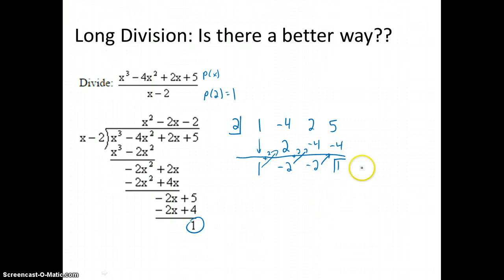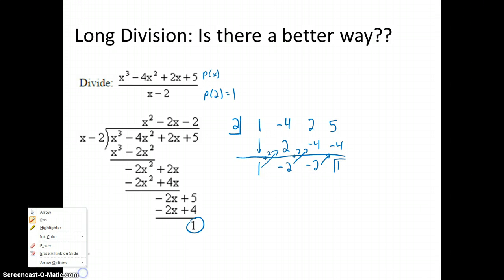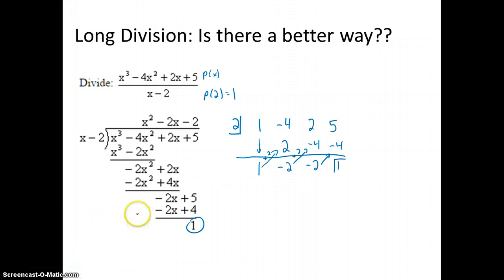Now, this is the coolest thing. This is kind of like a bonus to doing this synthetic division. And I'll do it in a different color so we can see it. Look at these numbers right here: 1, negative 2, and negative 2. Where do we see those in here? They're the coefficients of my quotient. 1, negative 2, and negative 2.